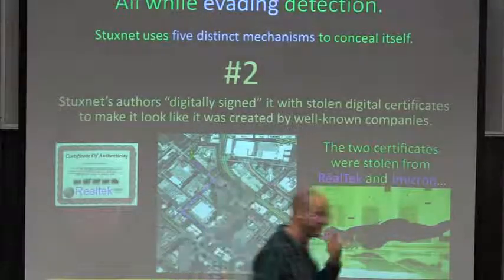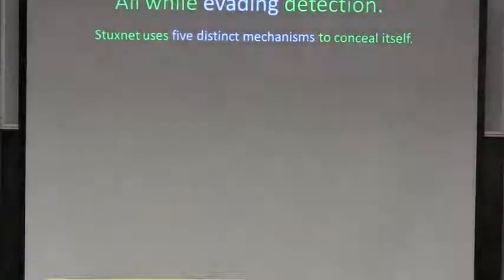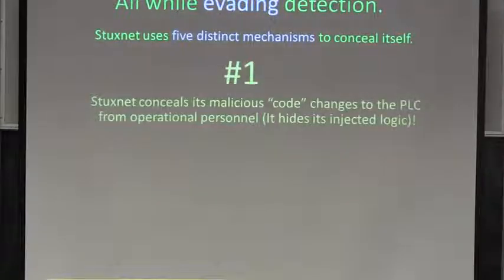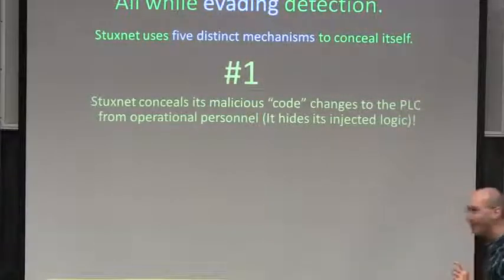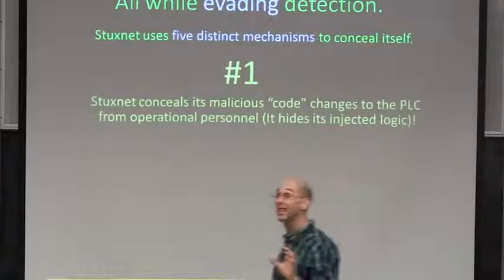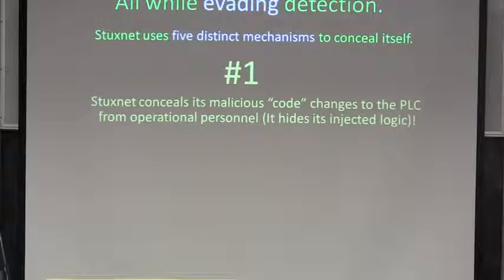But you know, how can they get these things? You have to break into a vault to get these things off. And finally, number 1, Stuxnet conceals its malicious code changes to the PLC. So remember that PLC is that programmable logic controller, that special hardware? Stuxnet not only hides itself on the PC, it also hides its changes to the PLC.